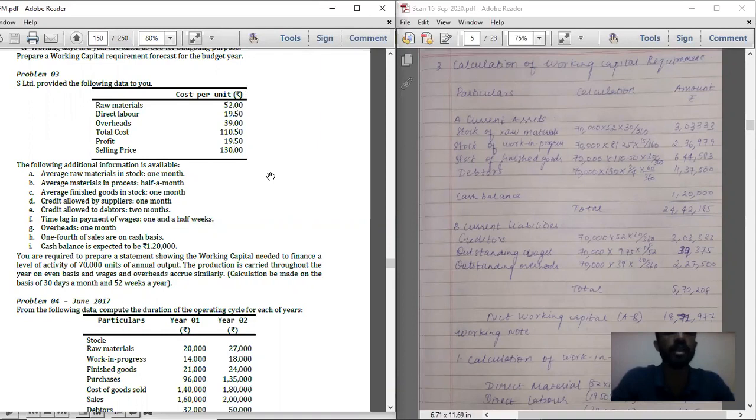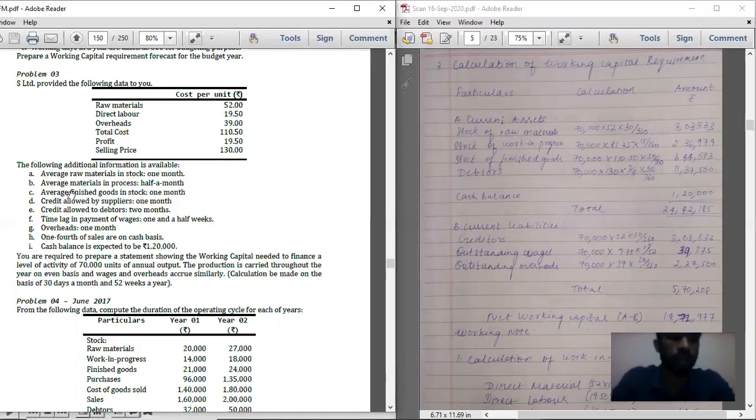So you should calculate only work in progress per unit. You need not calculate profit per unit, as finished goods cost and raw material cost are already available. You should only calculate work in progress per unit.